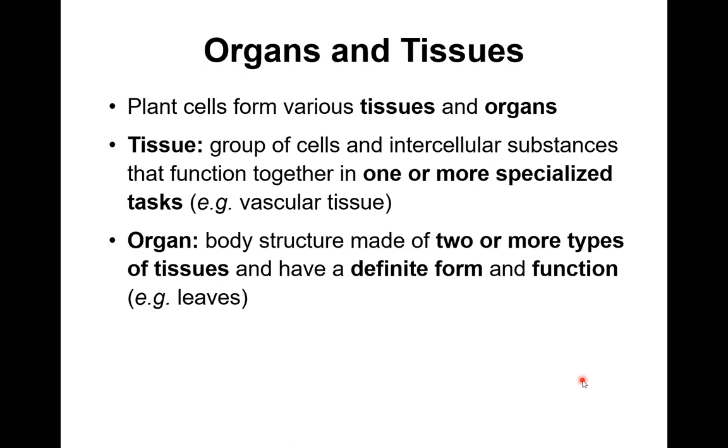Now, tissues can get together and form organs. Organs are defined as body structures made by two or more types of tissue. One example you see in plants are leaves, where you can find ground tissue, particularly parenchyma, combined with epidermis and vascular tissue, all working together, forming one organ which has a definite form, the typical form of leaves, and the function, which is to perform photosynthesis and exchange gases.